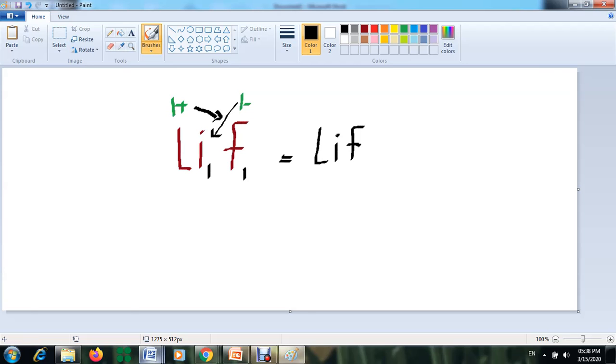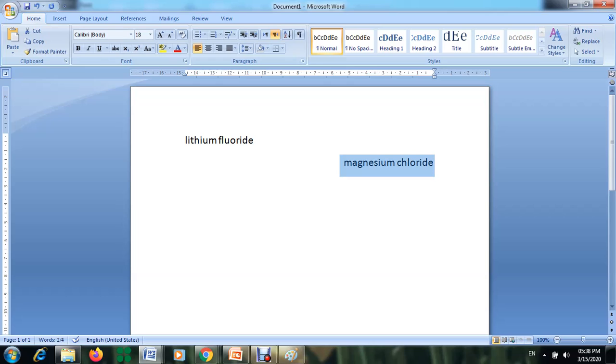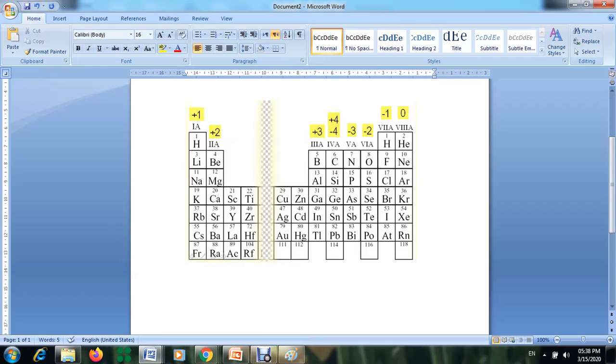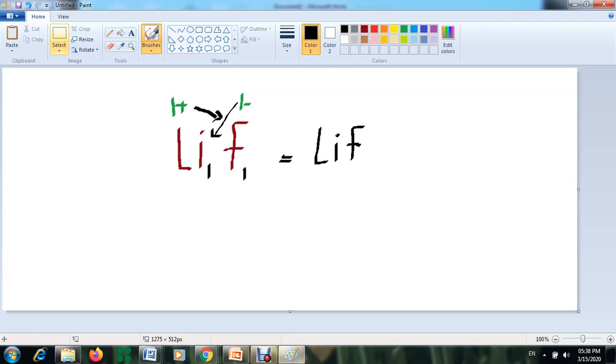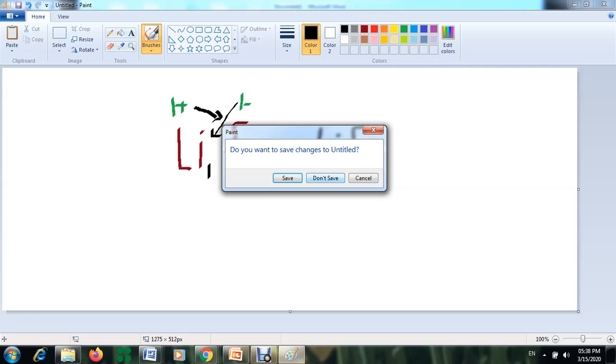I'll give you another example to understand. The other example is magnesium chloride. Go back to the periodic table. From the periodic table, what is the symbol of magnesium? It is Mg. Where is it located? In group 2. What is its charge? Positive 2. What about chlorine? It's in group 7. What is its charge? Negative 1.